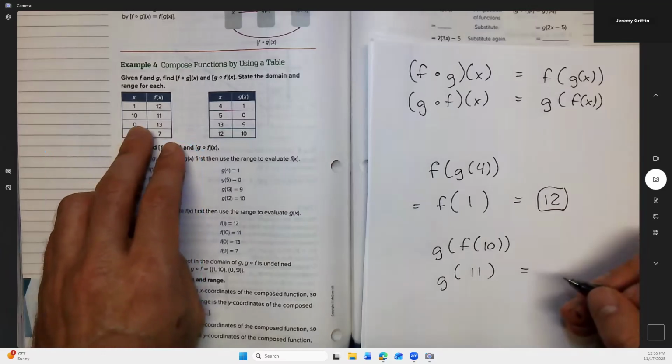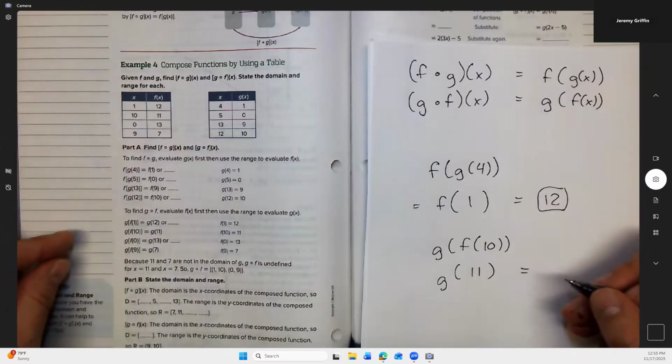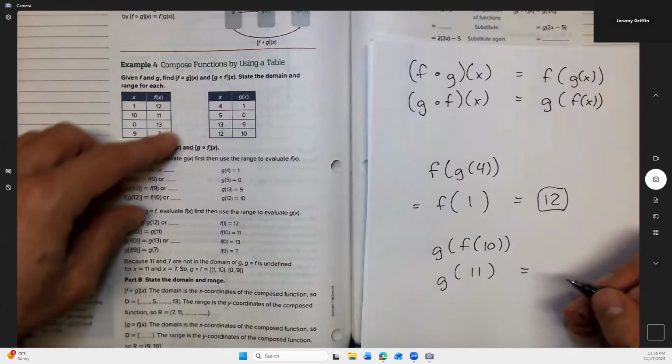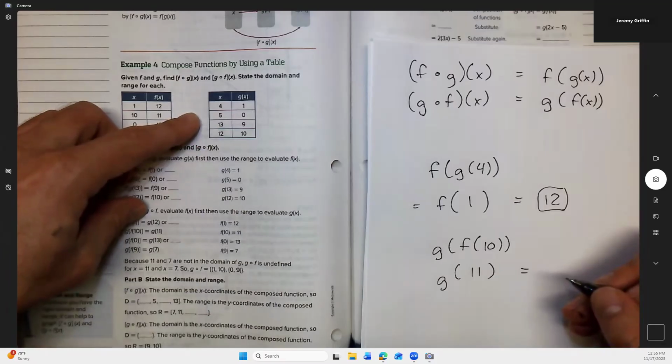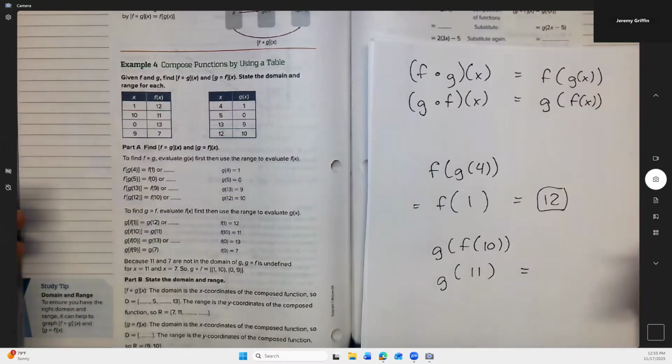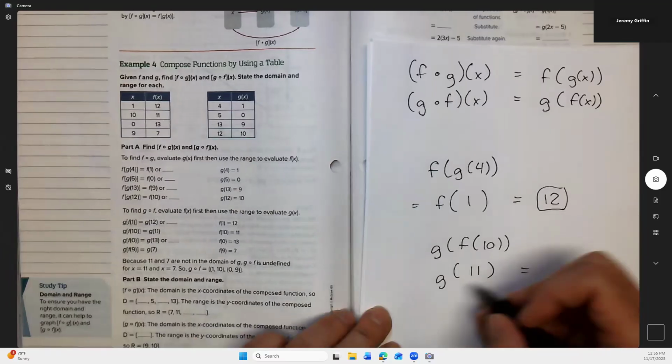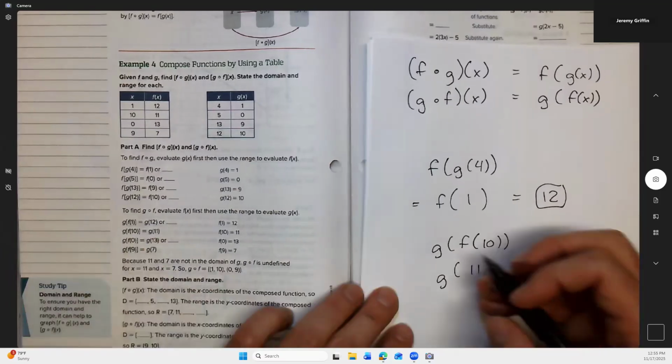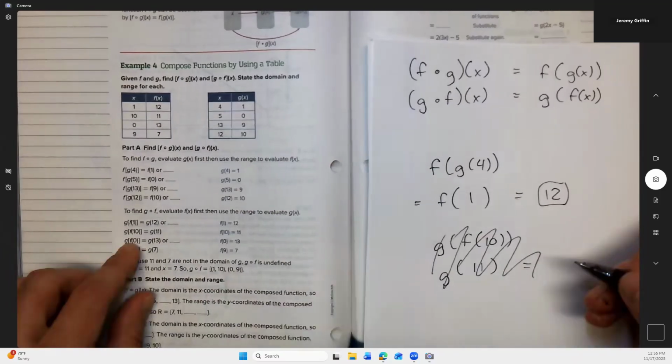Did they not give that? G of 11. They did not. Oops. Well, that's as best as I can do then. I was trying to pick one off the table. Let me find one that actually does work.